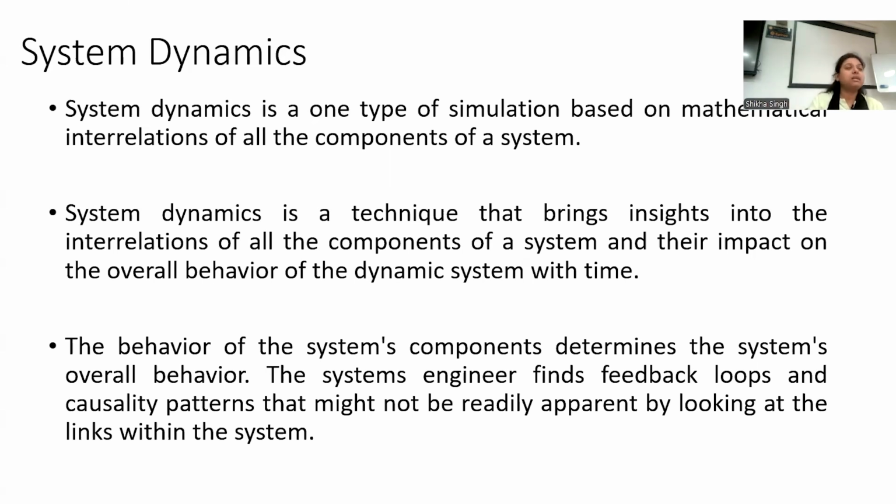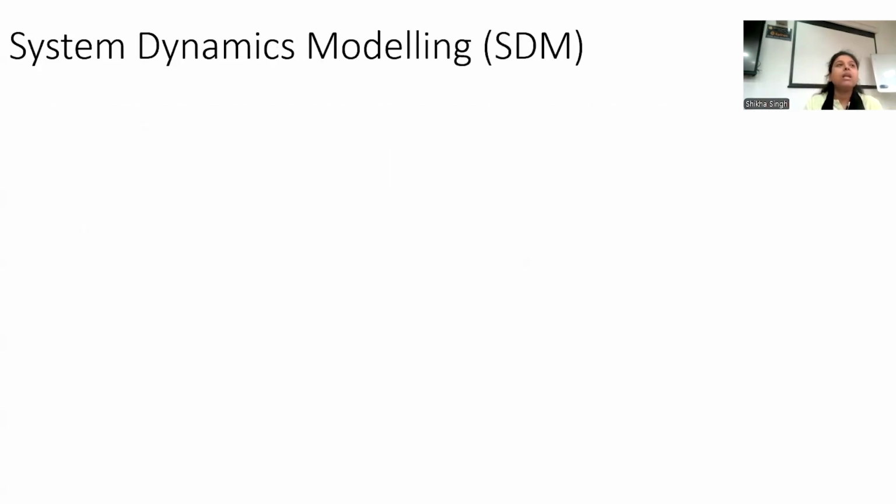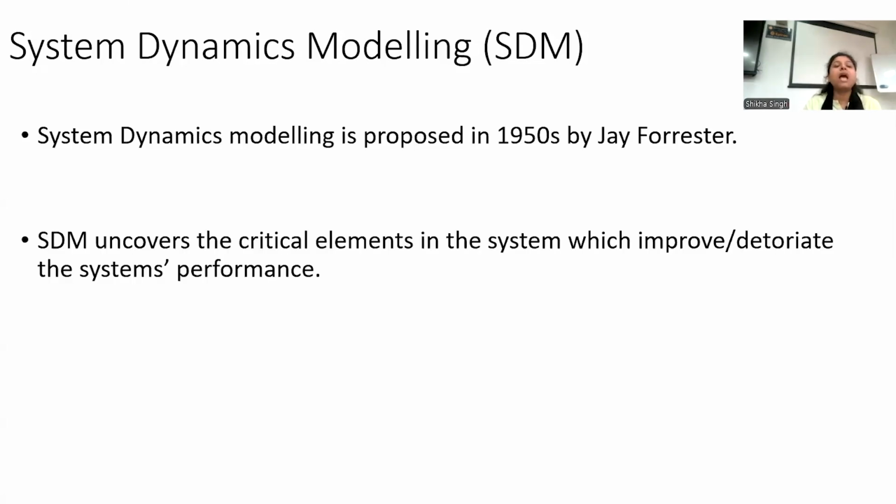Then the causality. Causality means if I vary one parameter, and they are related, definitely there will be a change in the second parameter. So if I increase the first parameter, what is the impact on the next parameter? Increasing, decreasing, or what else, right? Or maybe constant, right? So we'll try to look into that in the particular system model, right? Now the technique. System dynamics modeling was basically proposed in the 1950s.